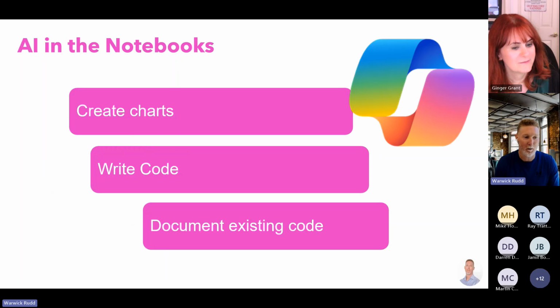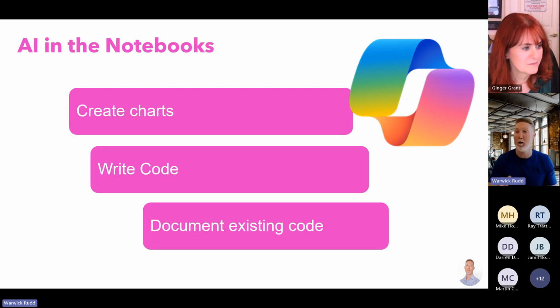Okay, so AI in notebooks, what does it allow us to do? While we had a look at Data Wrangler, not quite AI, we do have the ability with Copilot, like Ginger mentioned, having the appropriate licensing and SKU. Thank you, Heidi, for providing a little bit of extra information there from a bit over 10 days ago. But what does it allow us to do? We can easily create charts, we can write code, and we can even document existing code.